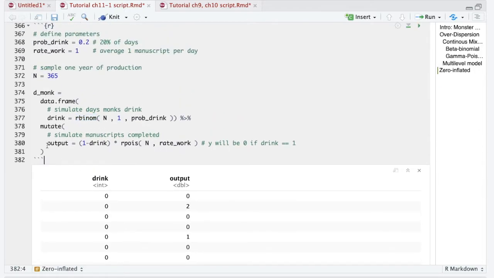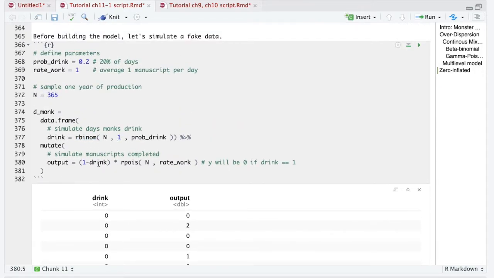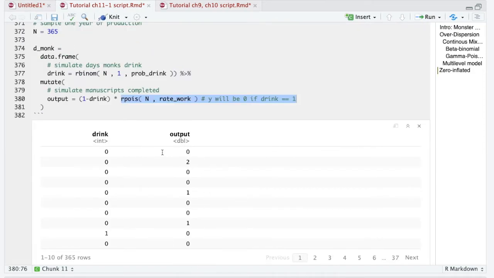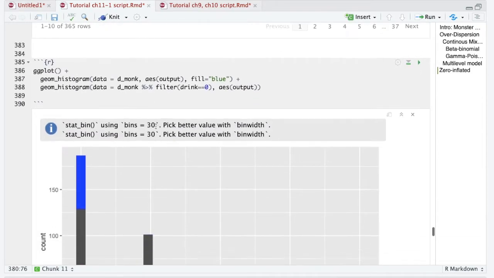The second column is the output. If the monk is drinking, drink will be 1, so 1 minus 1 will be 0, meaning that if the monk is drinking, the output must be 0. And if the monk is not drinking, drink will be 0, and the output will be determined by random Poisson with the average rate of work being 1. The result will be like this. The monk is not drinking, but output is 0. The monk is not drinking, output is 2, and the monk is drinking, output being 0, monk not drinking, output also 0. And we can visualize the result like this.